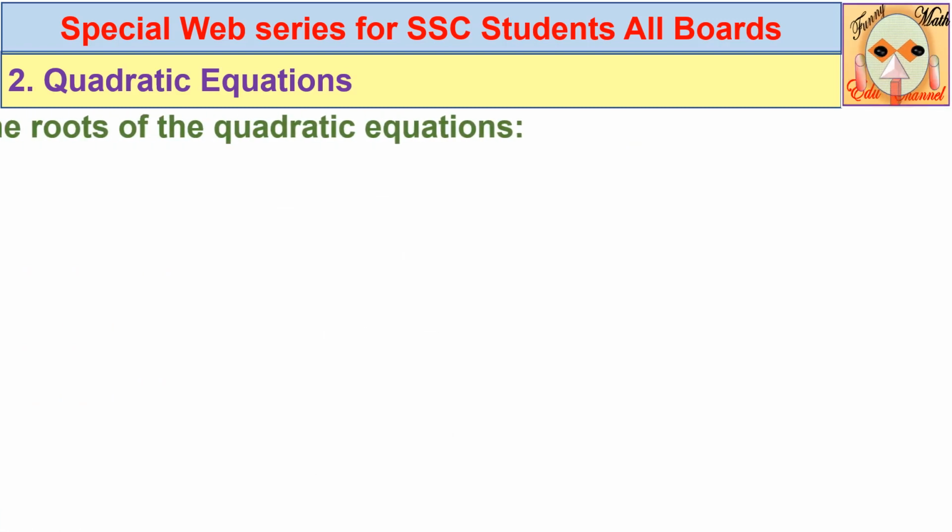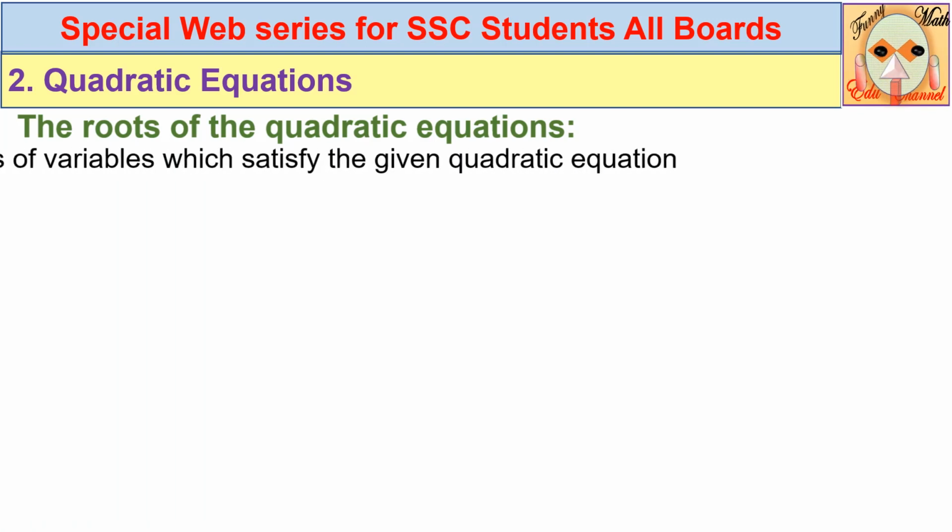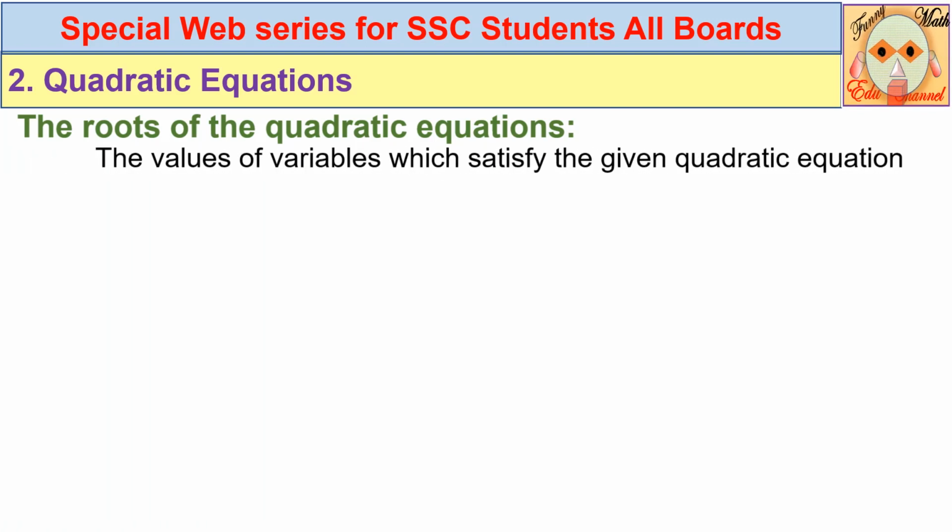Now, what is the meaning of the roots of the quadratic equation? This is the next topic. Roots of the quadratic equation: the values of the variable which satisfy the given quadratic equation are known as the roots of the quadratic equation. The values of x, y, p, q, whatever variable is used, if you substitute that value and the quadratic equation is satisfied, then we say these are the roots.